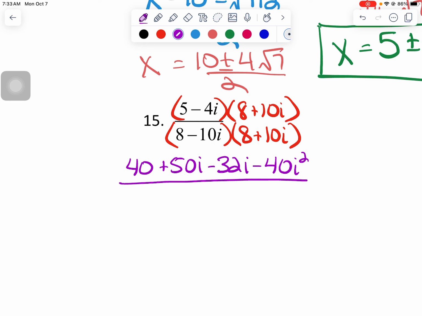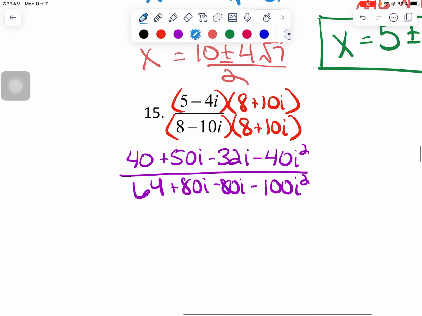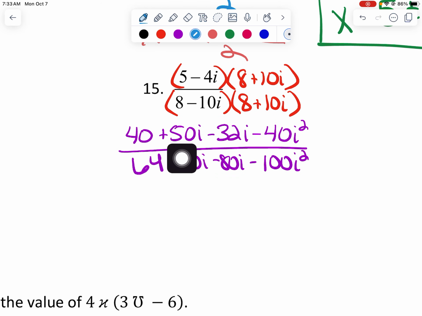Multiplying out the denominator now, so that's going to be 64 plus 80i minus 80i. Let's see, minus 100i squared. Ooh, these are some fun little numbers going on here. All right, in the numerator, I'm going to do two things. I'm going to combine the i terms, so the imaginary component, and I'm going to combine the real component. Now remember, i squared is negative 1, so it's going to be negative 40 times negative 1. That's going to be positive 40. Positive 40 and 40 makes 80, plus whatever 50 minus 32 is. It's going to be 18.